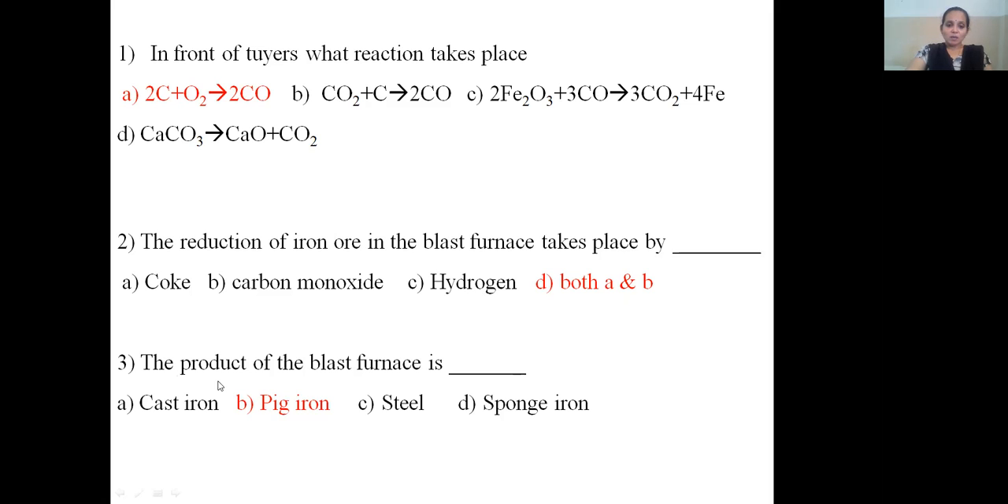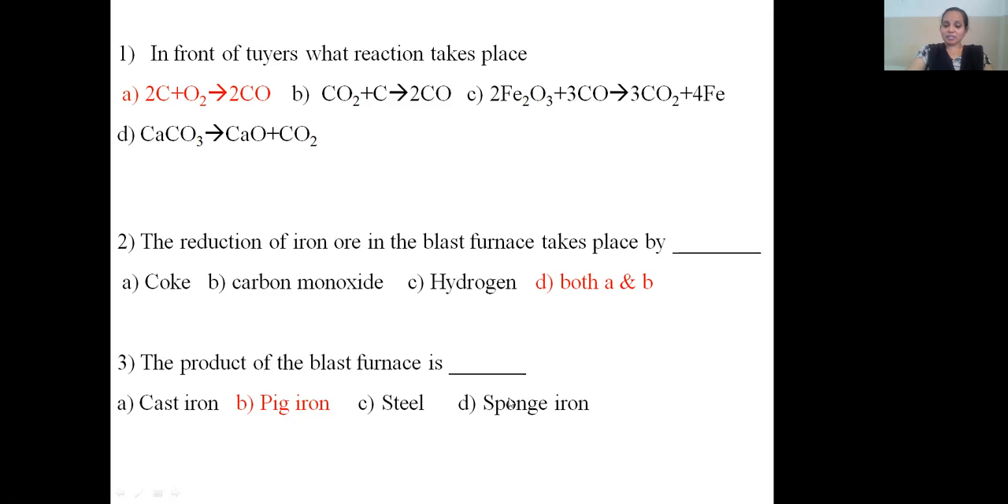Next question. Product of the blast furnace is. What are the products of the blast furnace? We have already discussed. Cast iron, pig iron, steel, sponge iron. Here, cast iron is the product of the cupola. Steel is the product of steelmaking, that is the LD process or electric arc furnace.